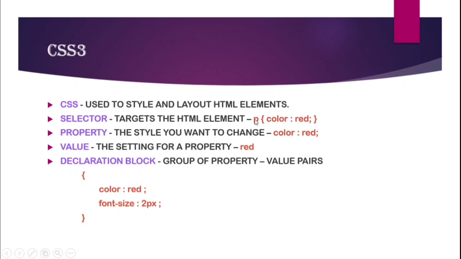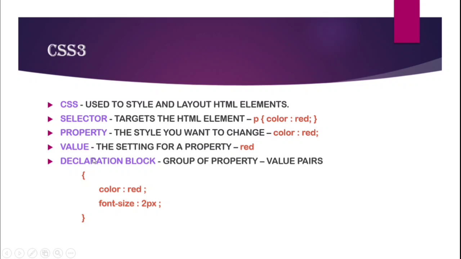Then we have the property. The property is the style that you want to change. Here I want to change the color of the paragraph tag, right? So this color is the property. Then we have the value. What is the value? The setting for a property. The property is that we want to change the color of the paragraph element, and the value that we are adding here is red. Red is the value. So this red color we want to add to the paragraph element, which is the value to the property, and the property is added to the selector. You can see how they are interlinked.